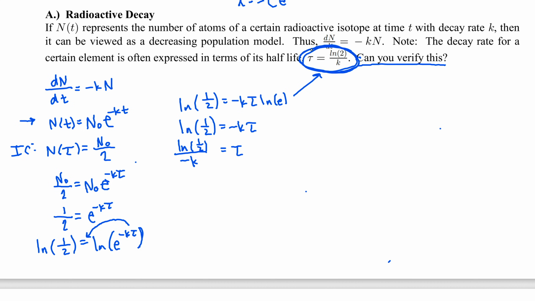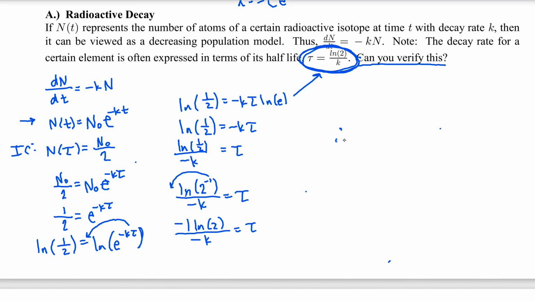We're not quite there. What we can do is manipulate this logarithm. Let's rewrite 1/2 as 2 to the negative first power, and using that same property of logarithms we did a moment ago, we're going to move that exponent down in front as a coefficient. So we have negative 1 times natural log of 2 divided by negative k equals tau. Then you can see that the negatives cancel, and we can say therefore, those 3 little dots mean therefore, tau is in fact natural log of 2 divided by k.